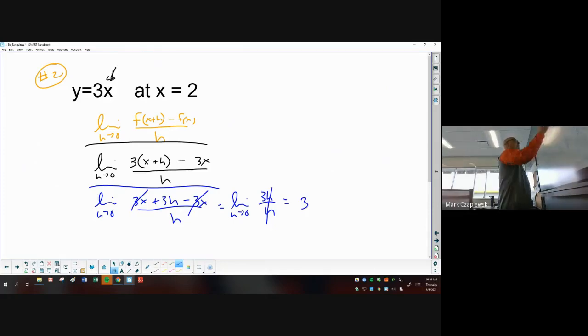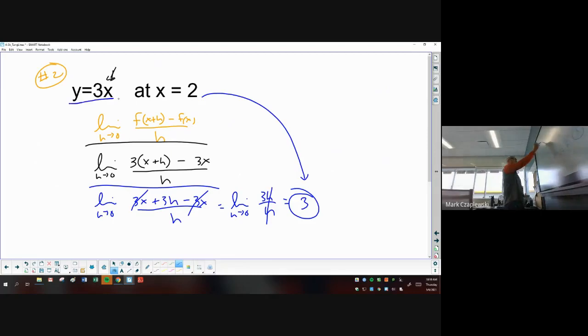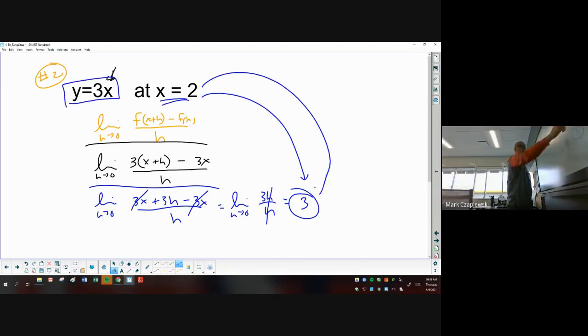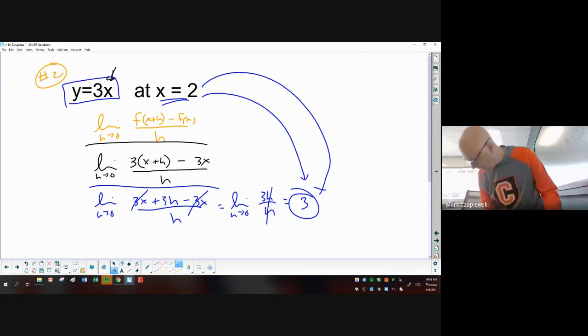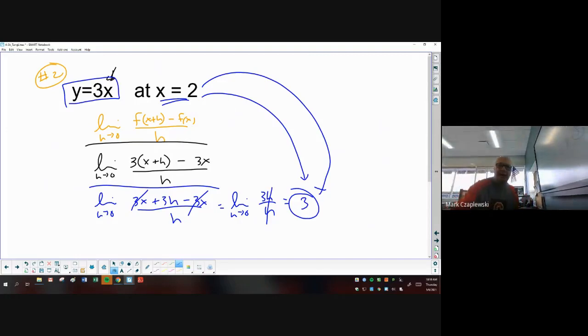If it was 3x, I'd plug in a 2. But the cool thing about this is the slope of the tangent line of this function at 2 is just going to be 3. And that's how you basically do all your homework. So good luck with that today. I did this one for you, and you can wrap that up by doing the rest of the worksheet. Thanks.